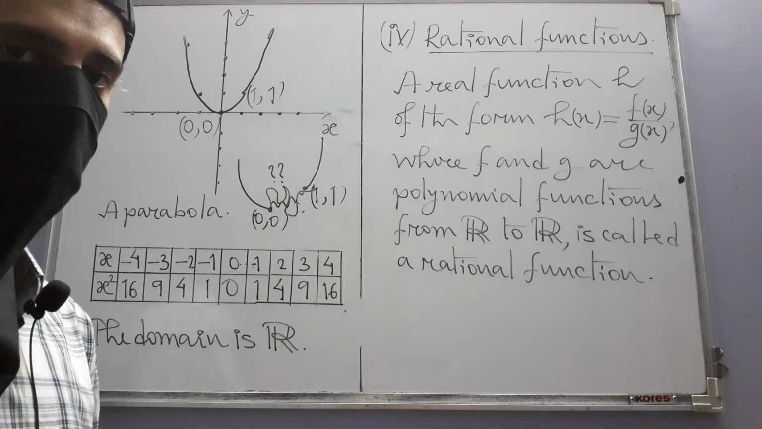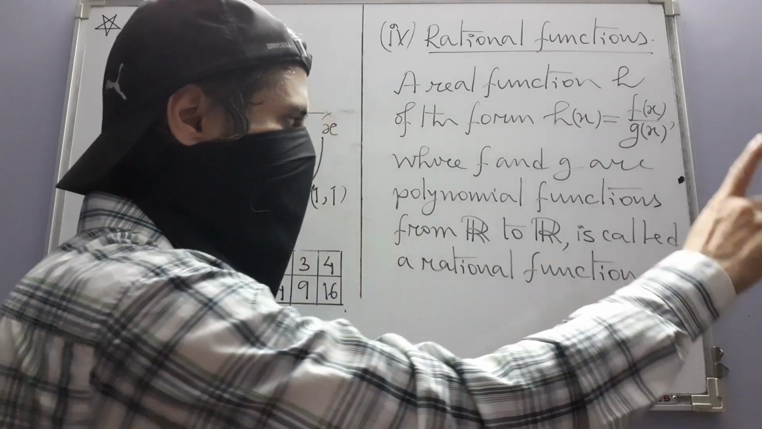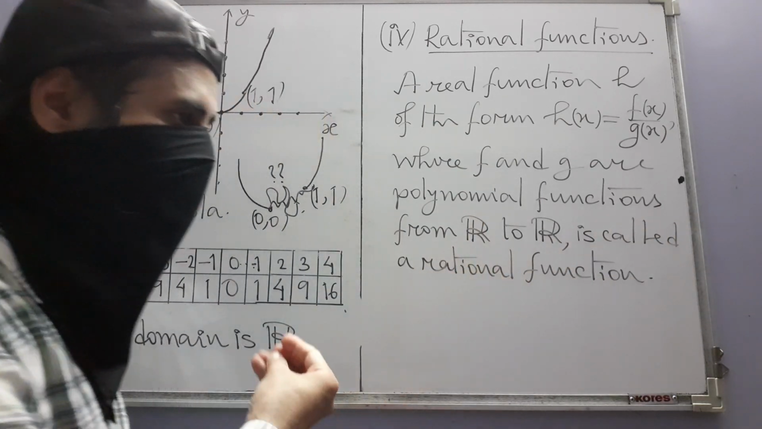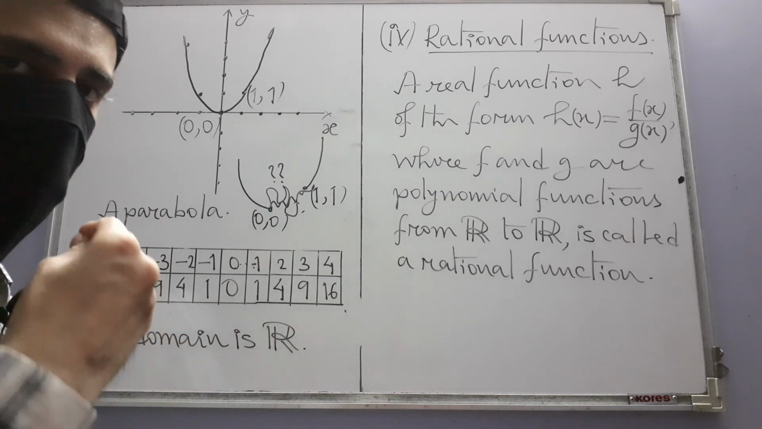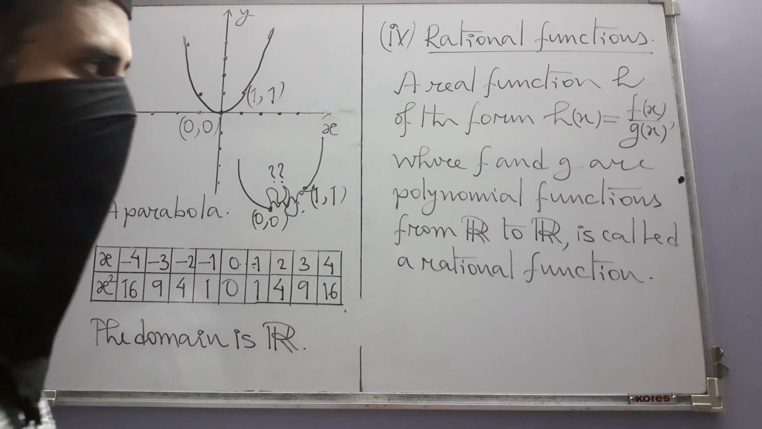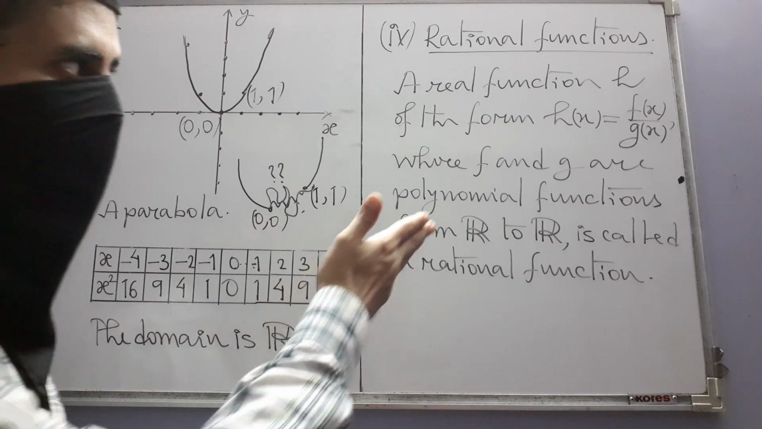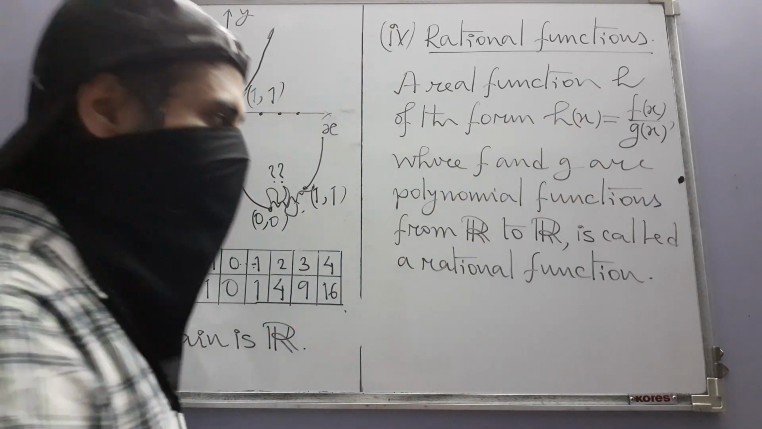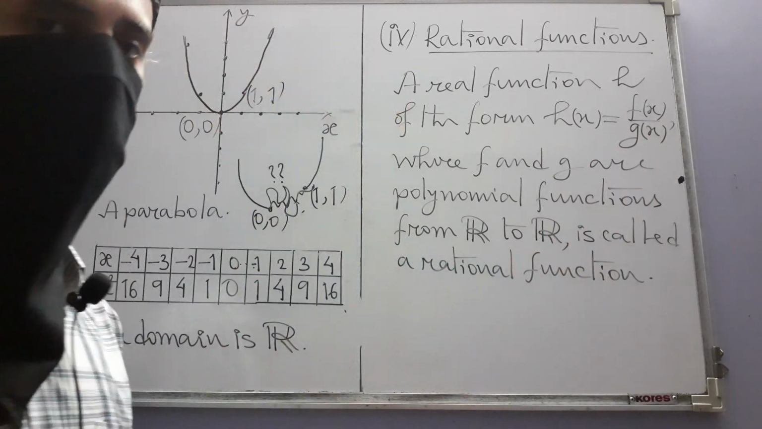You see, for a polynomial function, no matter how complicated its formula is, the domain is always R, because in that formula there is no problem in putting just about any real number in place of x. It will give you an output value. Here, however, there is a problem. You cannot put in place of x just about any real number. Why? Because sometimes polynomial function values become 0 also.